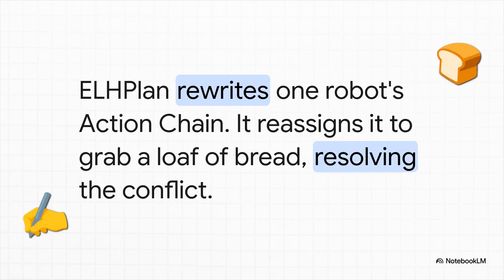So then we hit the refinement stage. The system basically says, okay, robot 1 has the apple. Robot 2, let's change your plan. Forget the apple, you go get the loaf of bread instead. And just like that, the conflict is solved. Everyone has a clear job, and the whole operation just keeps humming along.